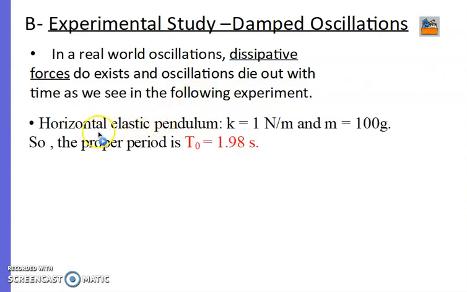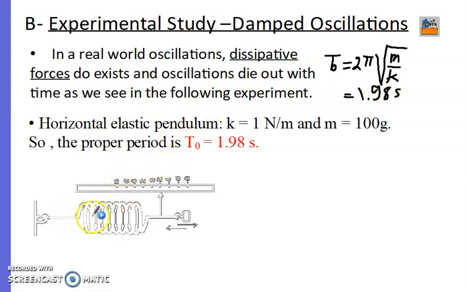So here is our horizontal elastic pendulum. I've chosen k equal 1 Newton per meter and mass of the block 100 grams. So I can find the proper period. You know how to calculate the proper period of oscillation. You remember in the first pendulum, we calculated T0 for the elastic pendulum. We proved this as 2π square root of m over k. Now if you replace, you get the number almost 1.98 seconds.